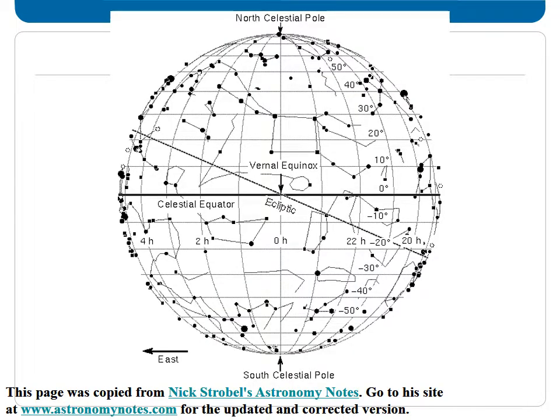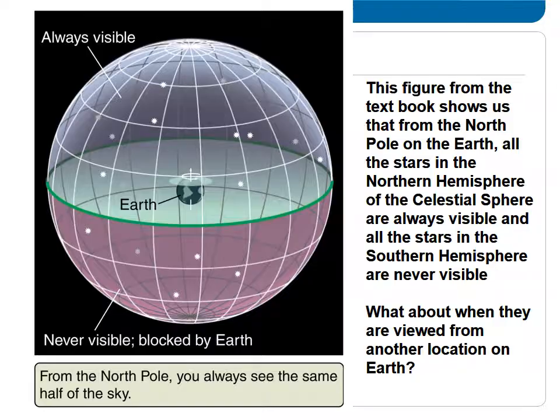This is the celestial sphere. There is a north celestial pole, a south celestial pole, and a celestial equator. The equatorial coordinate system has right ascension, which is like lines of longitude, and declination, which is like lines of latitude. This figure from the textbook shows us that from the North Pole on Earth, all the stars of the northern hemisphere of the celestial sphere are always visible, and all the stars of the southern hemisphere are never visible.